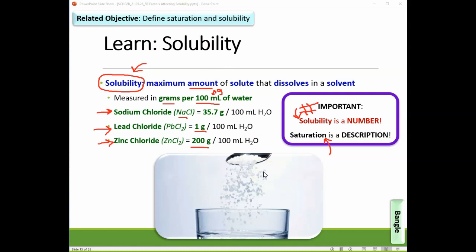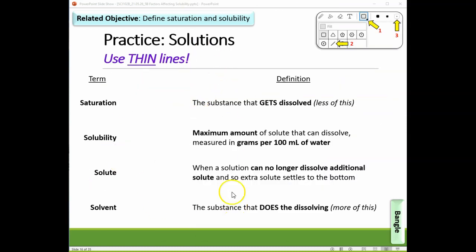Again, we're going to see that temperature does actually change the solubility of these various different things, all right? So that's going to be important to understand later. All right, go ahead and pause the video and work on this, right? So we have 4 terms here: saturation, solubility, solute, and solvent.